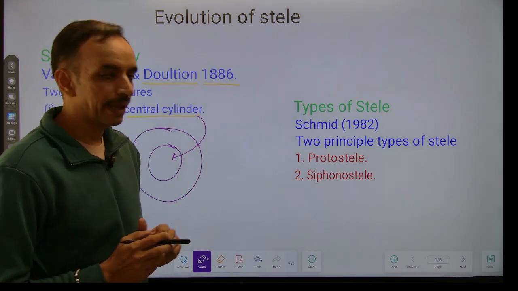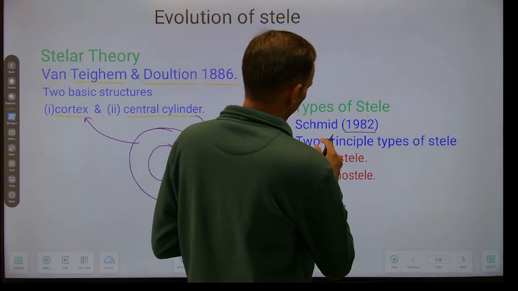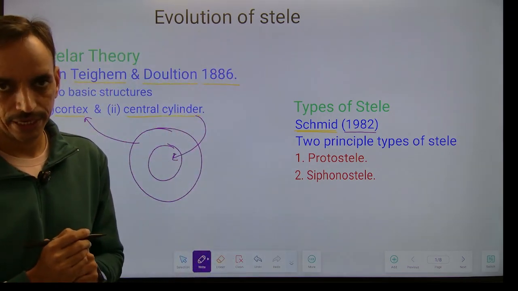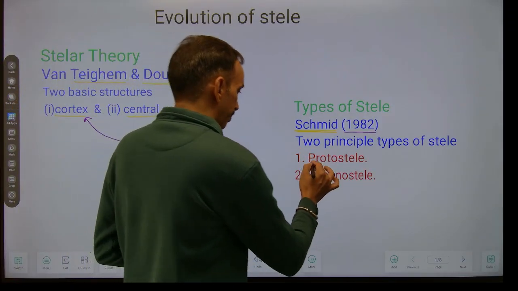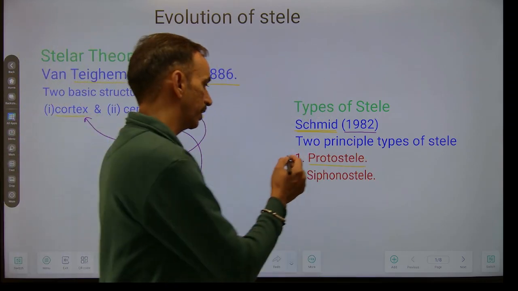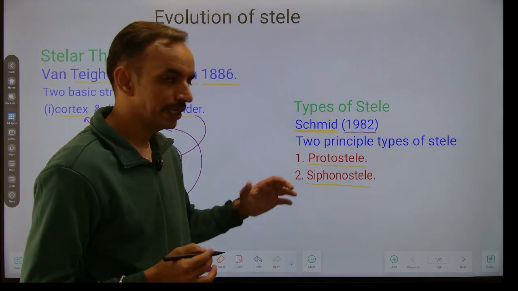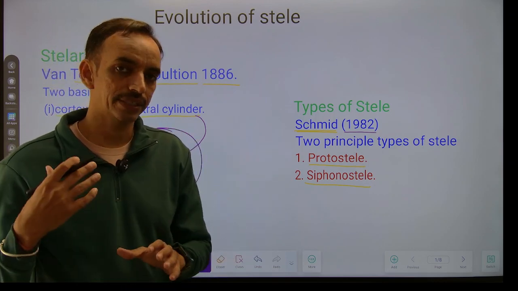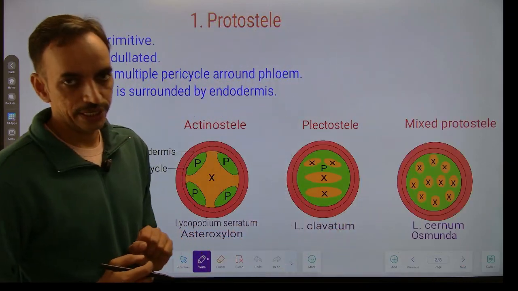Now the next thing is the types of stele. In 1982, Schmidt recognized two principal types of steles in plants. They classified them into the primitive protostele and the more advanced siphonostele. तो आगे अपन बात करेंगे कि प्रोटोस्टील की क्या कैरेक्टरिस्टिक फीचर्स होते हैं और साइफोनोस्टील में ये किस प्रकार से इवॉल्व हुई है. तो स्टार्ट करते हैं अपन प्रोटोस्टील के साथ में.